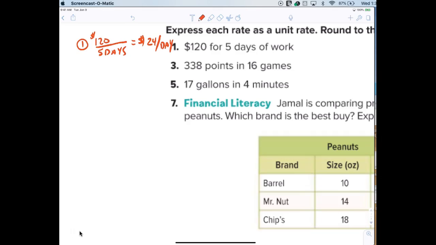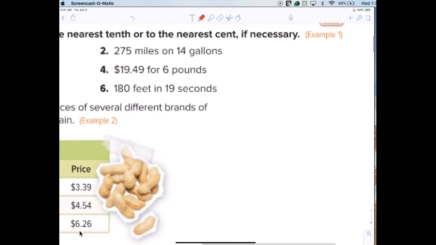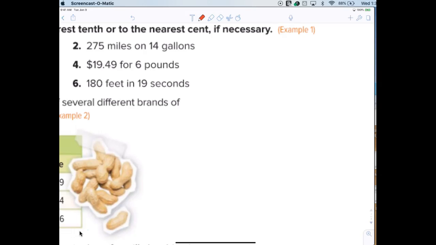Yes, that's exactly right. Now, if you want, you could put $24 over 1 day, but the 1 is understood. All right. So, Xavier, if I ask you about question number 2, what would you write down? That's right. So you'd write 275 miles over 14 gallons. When you divide that out, tell me what that comes out to be, please.